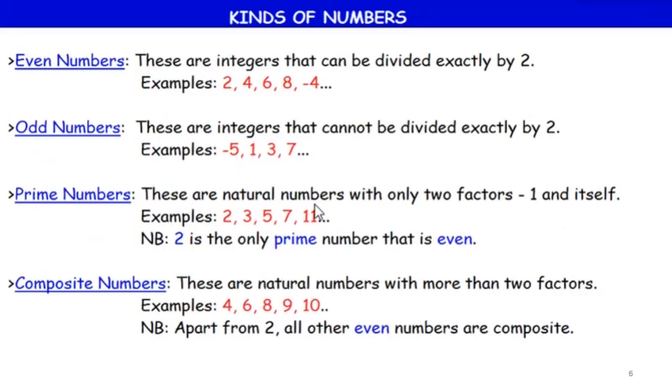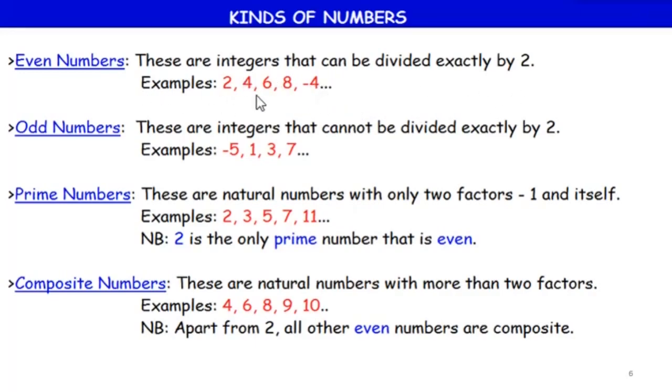Okay, let's look at the various kinds of numbers that we have. Apart from the integers, the whole numbers, and the natural numbers, now we can have further classifications of numbers in general, based on the special or distinct characteristics they possess. So we have the even numbers. What are even numbers? They are integers that can be divided exactly by 2.